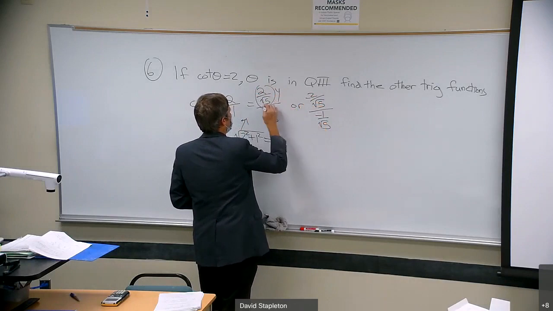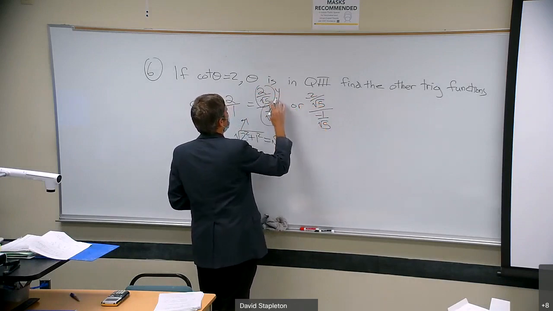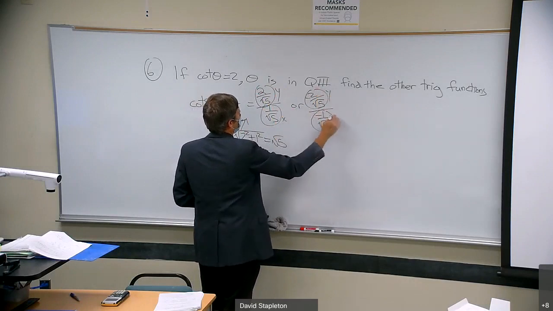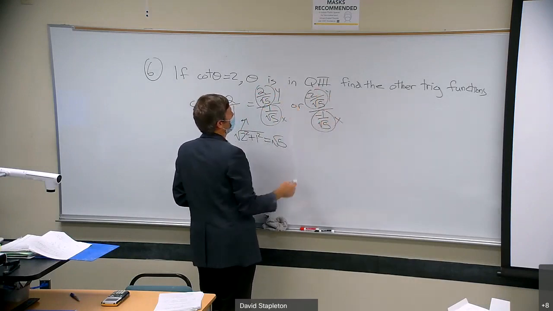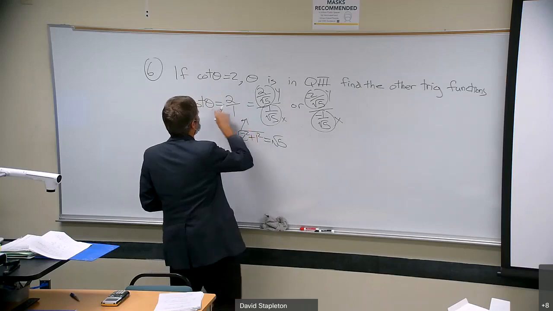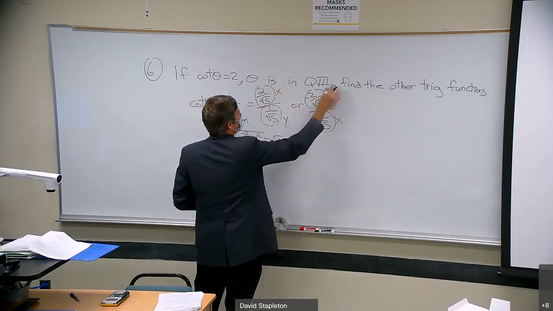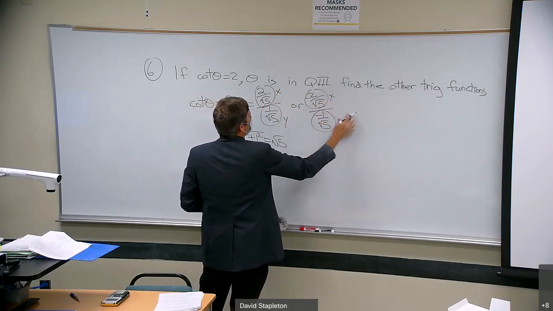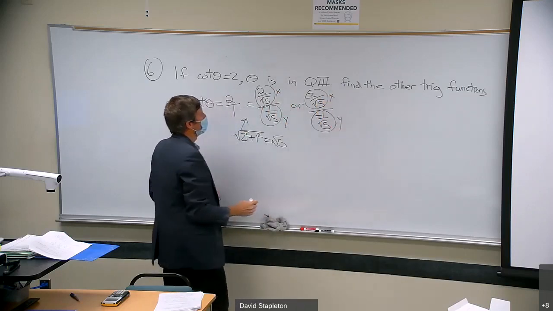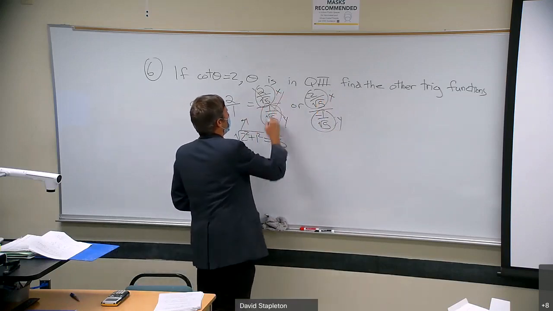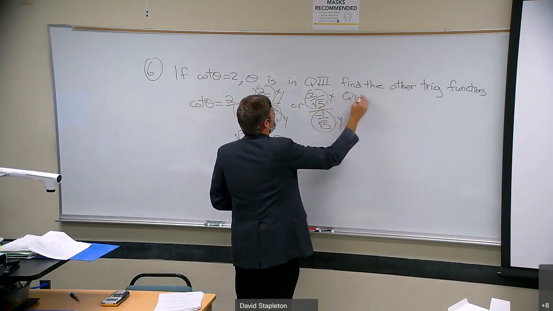So this could be y and this could be x on the unit circle. Or this could be y and this could be x on the unit circle, which makes them also the sine and the cosine. Oops, I'm sorry, it's cotangent. Cotangent is x over y, so this would be x and this would be y. So which is it? Well, it has to be quadrant 3 where they're both negative, right? So we throw this one out and say this one is quadrant 3.